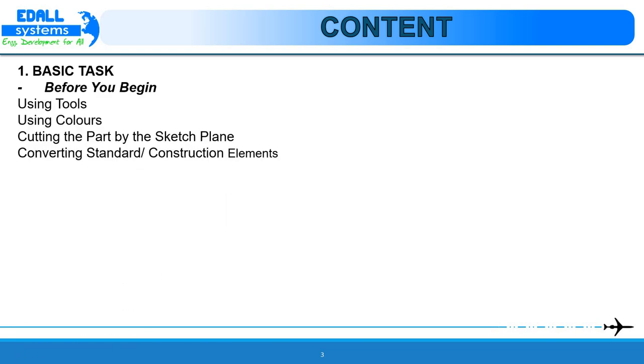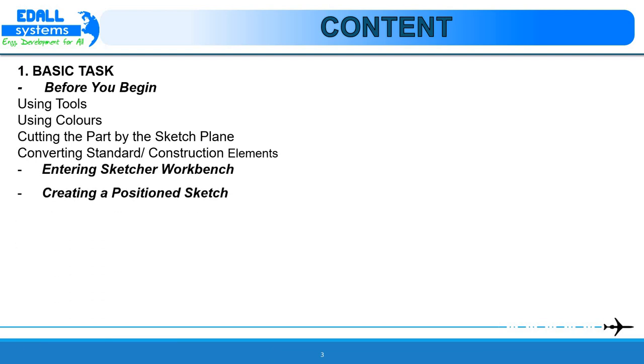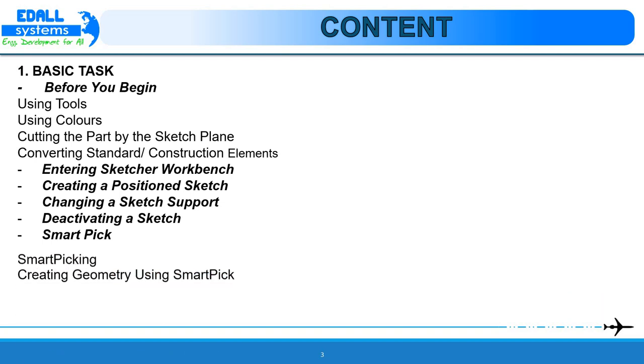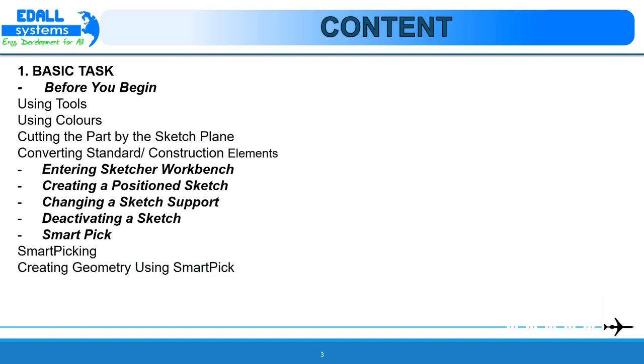Content. Under basic tasks, we will be seeing before you begin, using tools, how to use colors, cutting the part by the sketch plane, converting standard and construction elements, entering the Sketcher workbench, creating a positioned sketch, changing a sketch support, deactivating a sketch. Under Smart Picks, we have Smart Picking and creating geometry using Smart Pick.